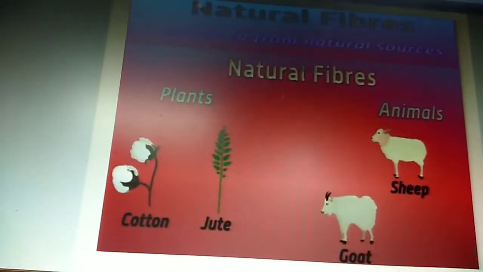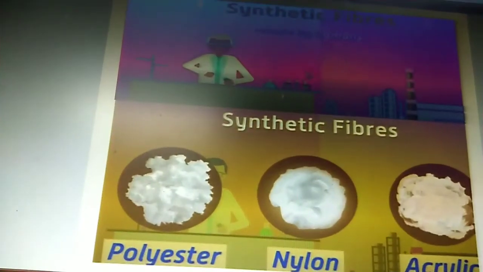Now see how natural fibers are obtained from natural sources. Those are plants and animals. Again, this is the pictorial classification: cotton, for example, and the jute plant. Then animals, for example sheep and goat. Synthetic fibers are man-made. In pictorial form again I have given. They are made in laboratories and factories. For example these are polyester fiber, nylon fiber, acrylic fiber.